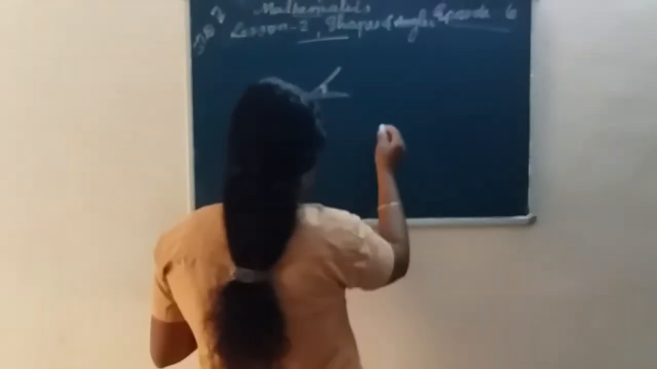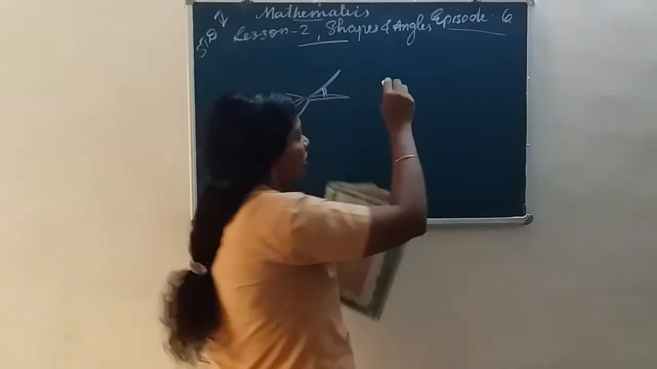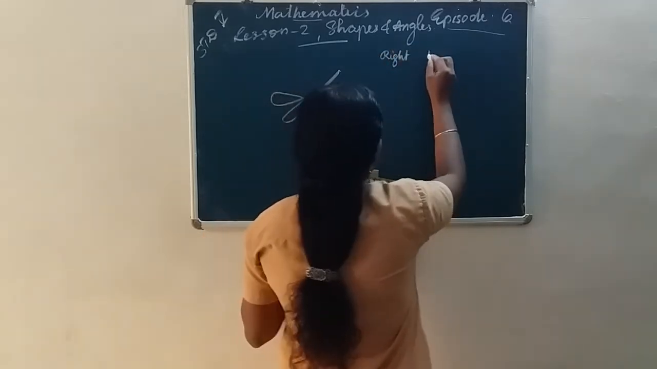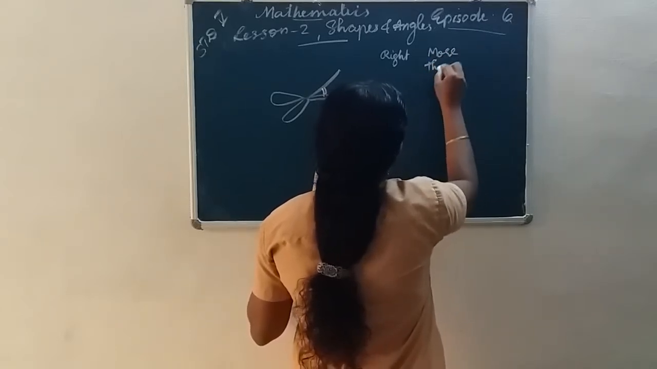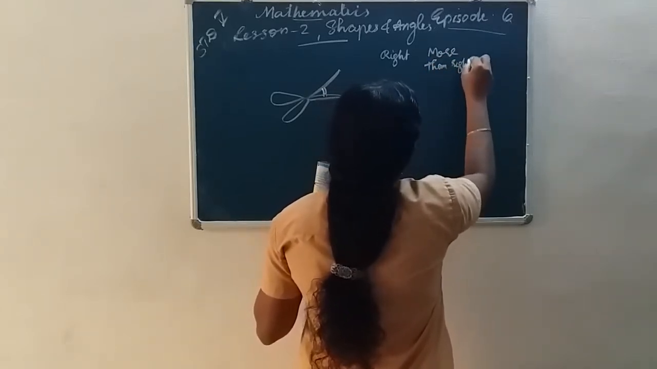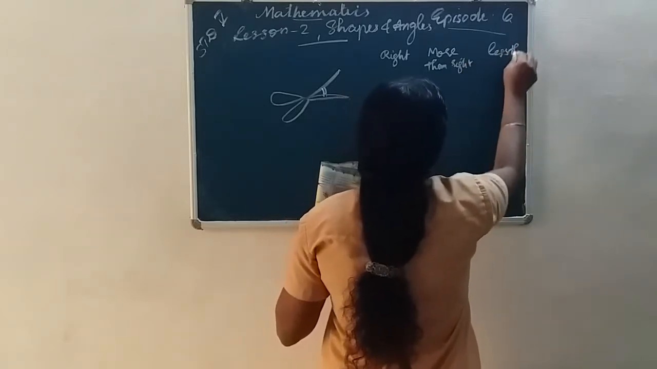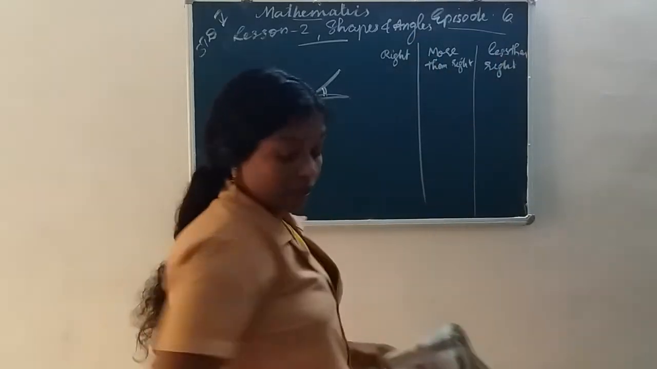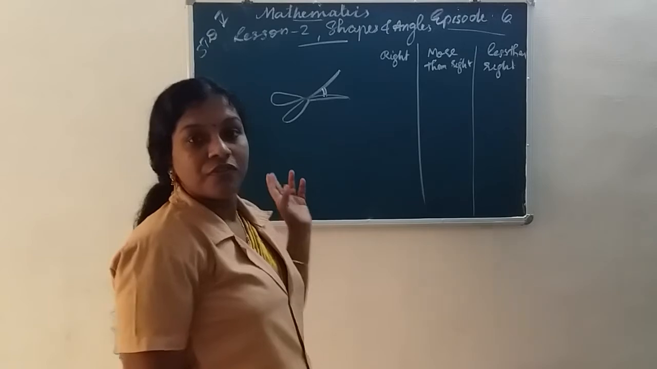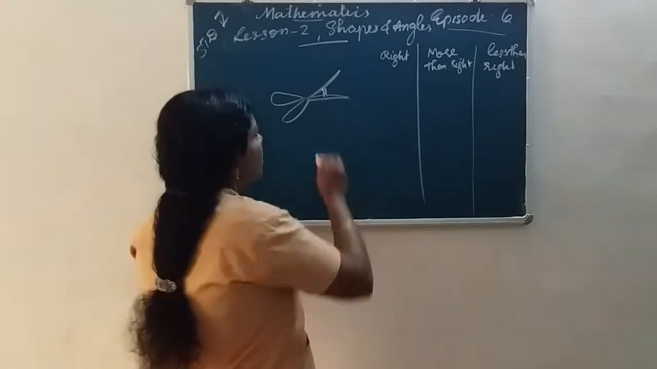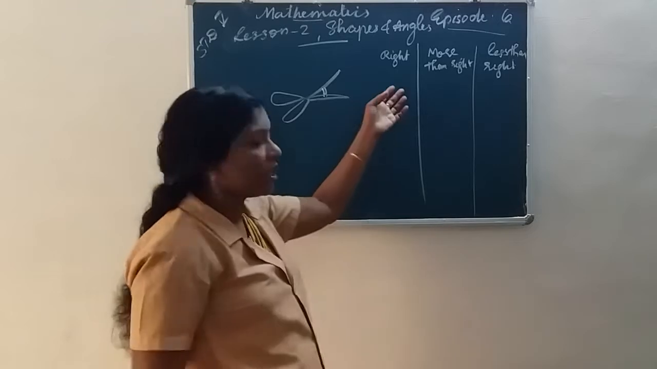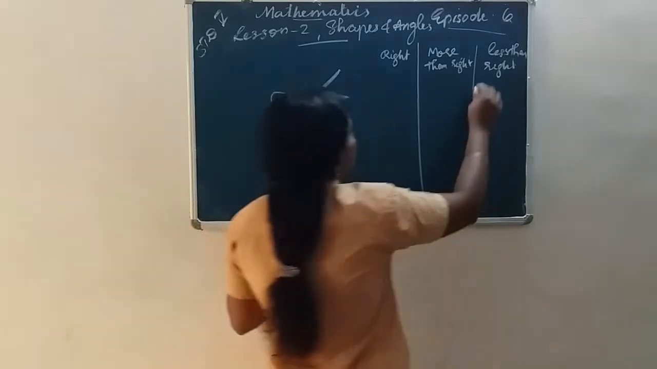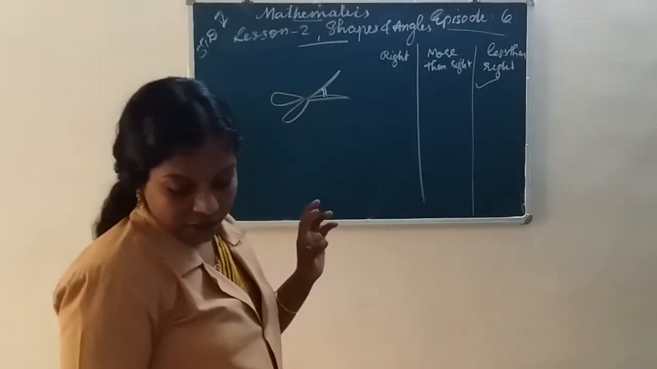Here, 3 columns are given. First column is right angle, second is more than right angle, next is less than right angle. Here you want to take the appropriate type of angle. Is it a right angle? No, it is not. More than right angle? No, this is less than right angle. So you want to tick on the less than right angle column.